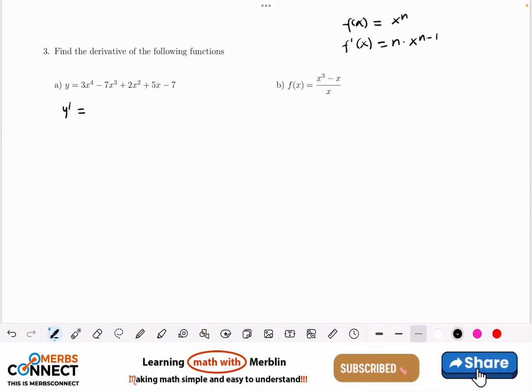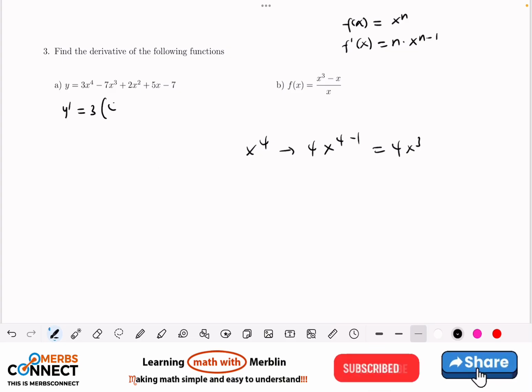So if I have this one, I'll maintain my 3. I want to differentiate x to the power 4. So this is going to be, bring the 4 down, write x to the power 4 and subtract 1, which is going to give us 4x to the power 3.